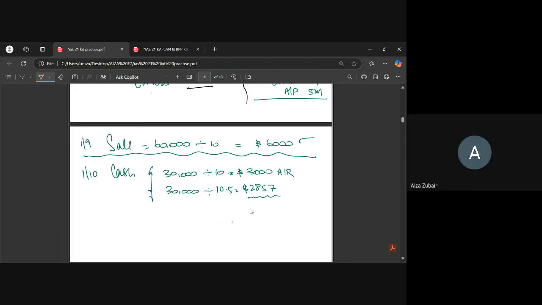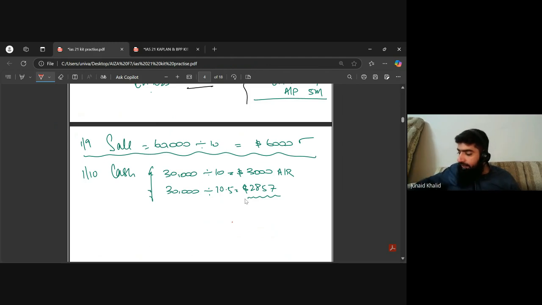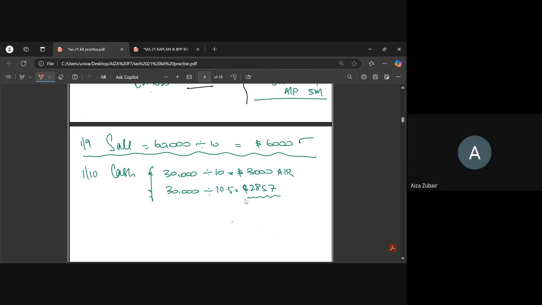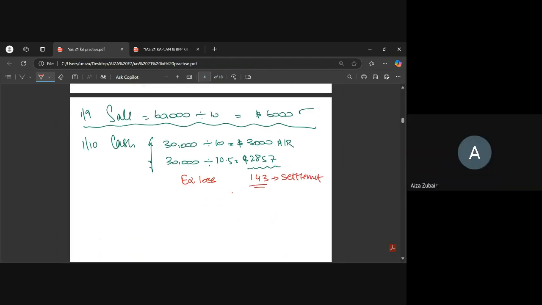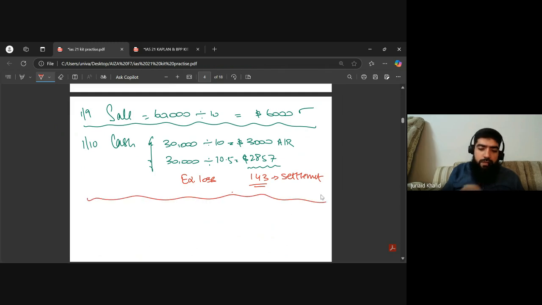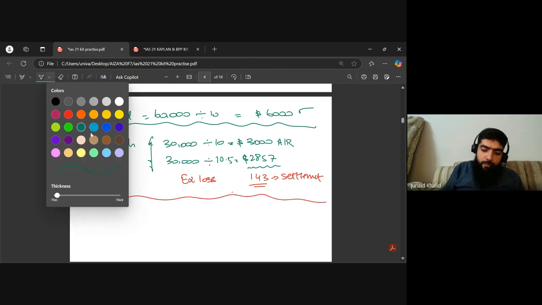It's a loss. Can you please calculate the loss? 143. 143 is basically a loss, and this is the exchange loss on the settlement date. Okay, now let's move on to the last date, that is the reporting date.